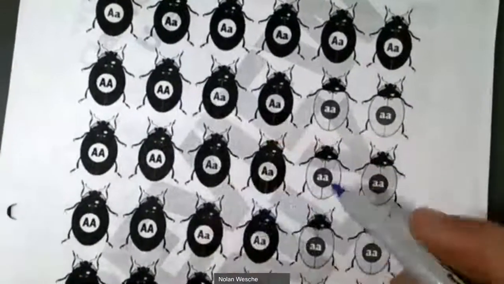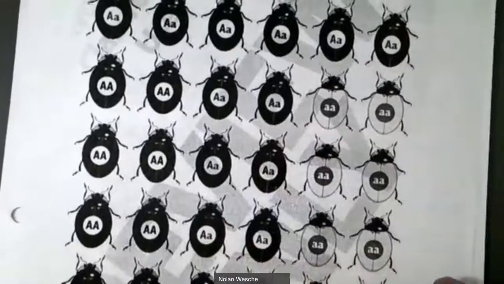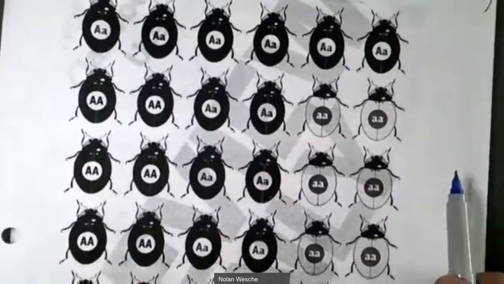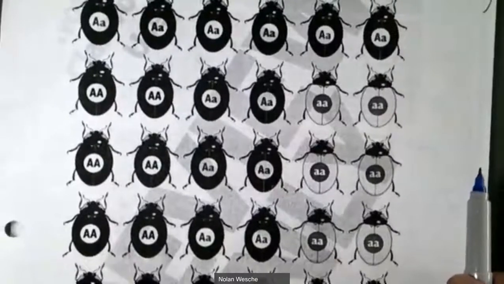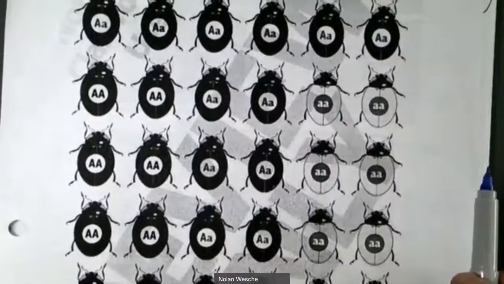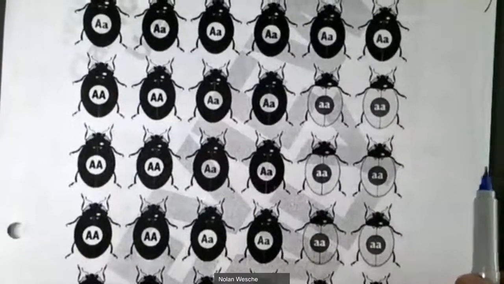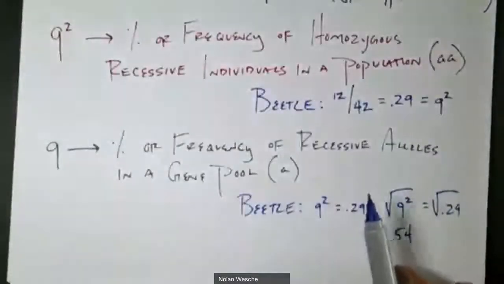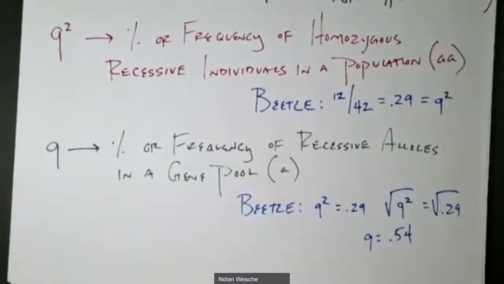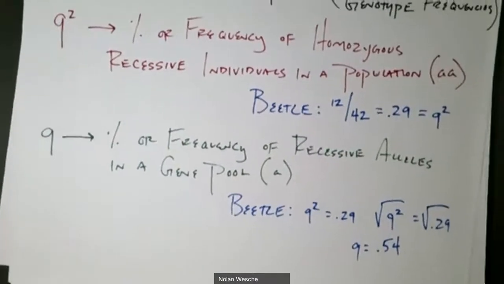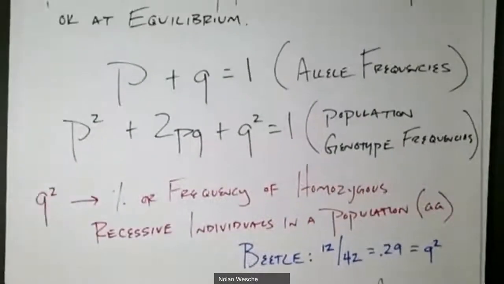I can count them all up, divide by the total number of letters. There's 42 beetles. They each have 2 letters, so there's 84 total letters here. And we're saying that 54% of those 84 should be little a following my equation set. We'll double check and see what that is here in a little bit and see how accurate our equation set is.